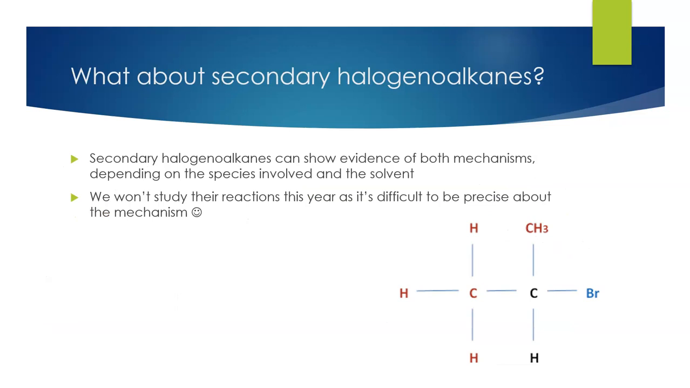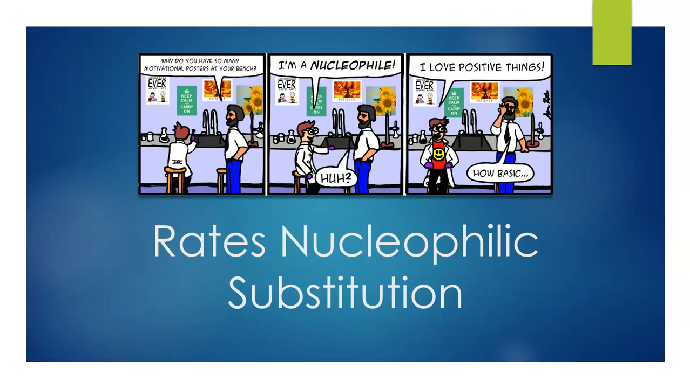In terms of secondary halogenoalkanes, these can show evidence of both mechanisms depending on the species involved, the solvent, and how hindered the carbons are around that halogen. We don't study these reactions because it's difficult to be precise about the reaction mechanism that is occurring, so you just need to know that a secondary halogenoalkane can show a mixture of both SN1 and SN2 reactions.